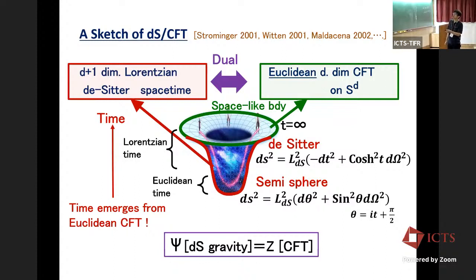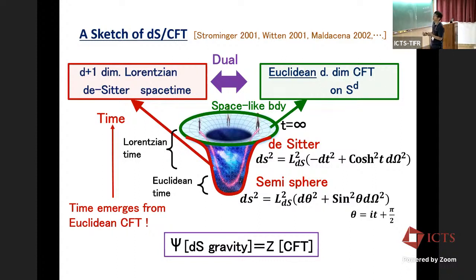We have some de Sitter space. We can imagine some Hartle-Hawking vacuum, so we start with a semi-sphere like this. Sorry, I'm mainly focusing on dS3, but here it is more general. We have a semi-sphere, and a tunneling effect creates the universe, and then we go to Lorentzian time evolution of de Sitter space. And in the end we reach t going to infinity.